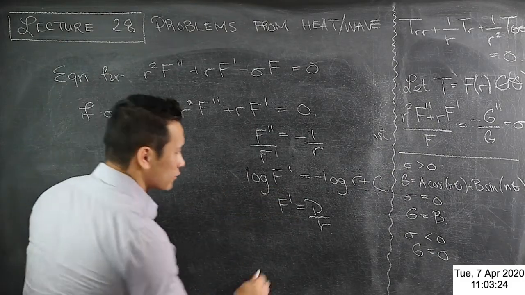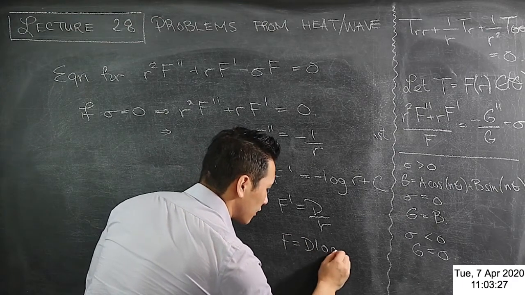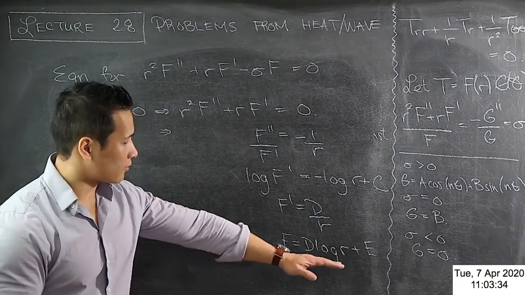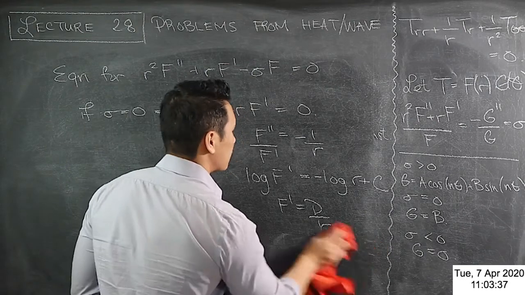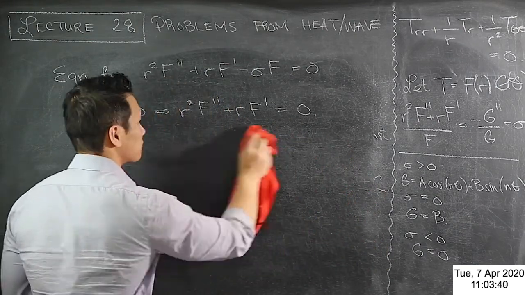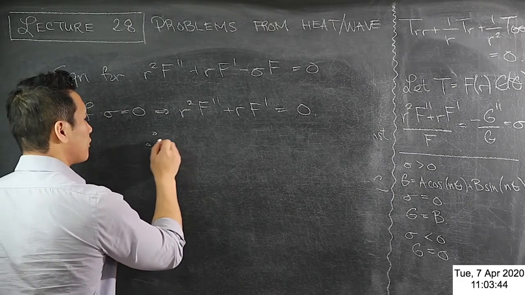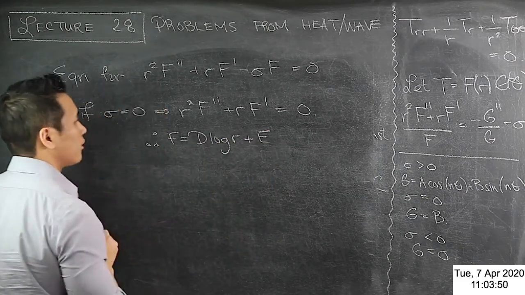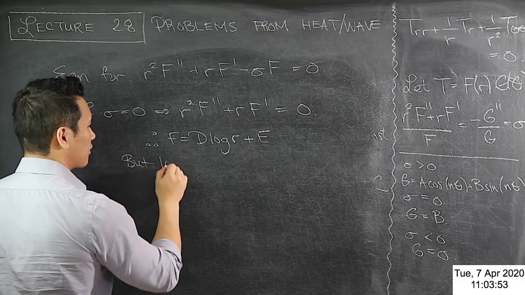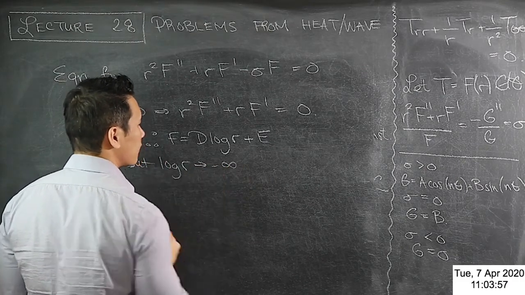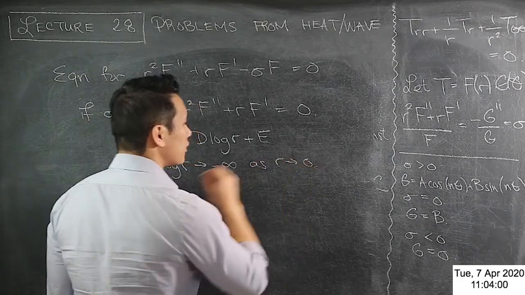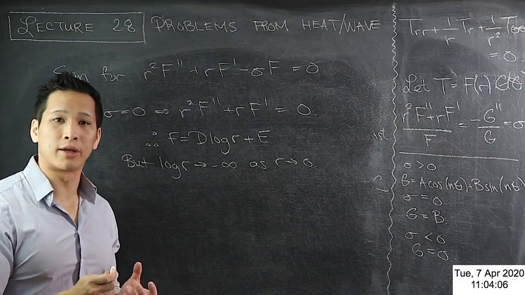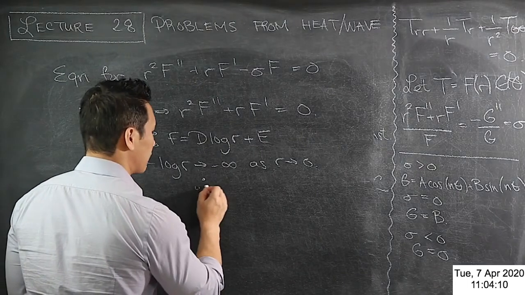So now you can integrate that function, and you have to conclude that this is d times log r plus another constant. Let's call that e. Okay? So that's it. That's the final conclusion. Let's write that down here. So from this, you would conclude that f is equal to d times log r plus e. But I know that log r tends to minus infinity as r tends to 0, which is no good because it tells you that your temperature of the disk is basically blowing up as you go towards the origin.